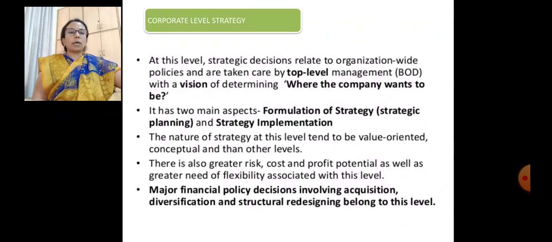And it has mainly two aspects: one is formulation of strategy and the other is strategy implementation. The nature of strategy at this level tends to be value-oriented and conceptual, more than at any other level. There's also great risk, cost, and profit potential, as well as a greater need for flexibility associated with this level. Major financial policy decisions involving acquisition, diversification, and structural redesigning belong to this level.